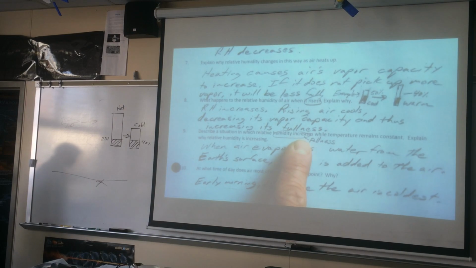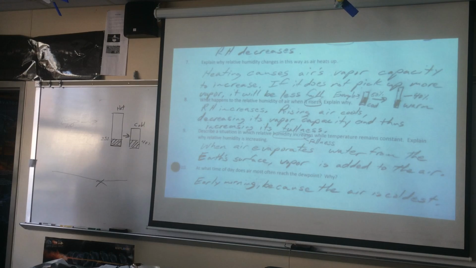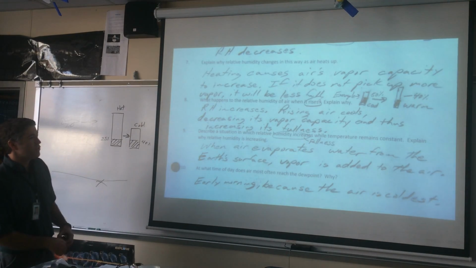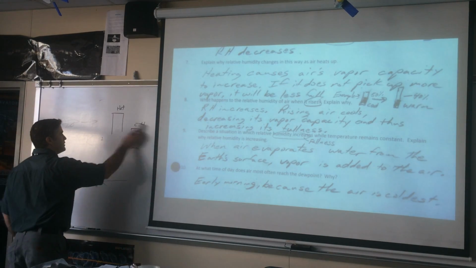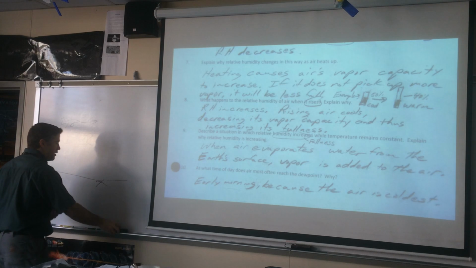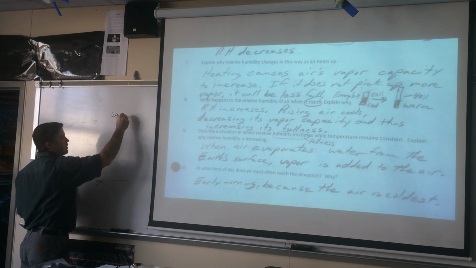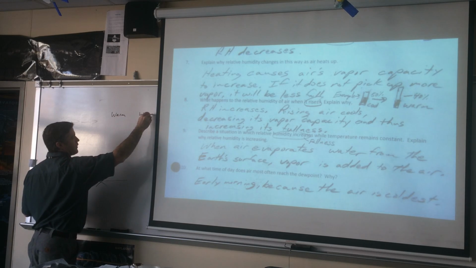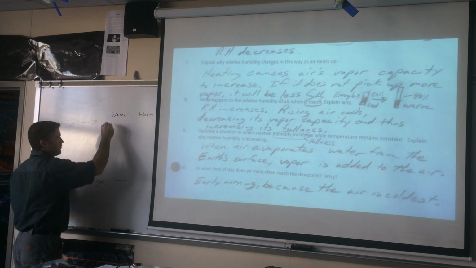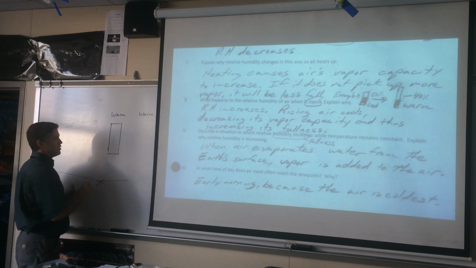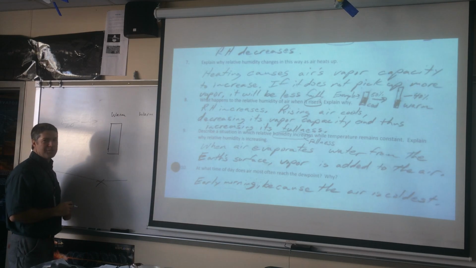So describe a situation in which humidity increases while temperature remains constant. So I'm going to draw some air of constant temperature. So this is going to be warm air, and this is going to be warm air. I'll just draw the warm air first. How should the warm air look? Bigger or smaller or the same size?